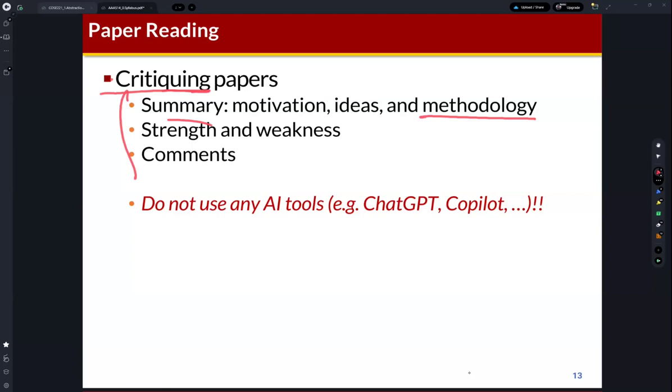Never use any AI tools for this paper critic assignments. Okay? I believe this assignment can be very helpful for your research. Also, reading research papers is very critical, very important for your research. After your graduation, it's also very important. We need to practice reading and writing English papers. Okay?